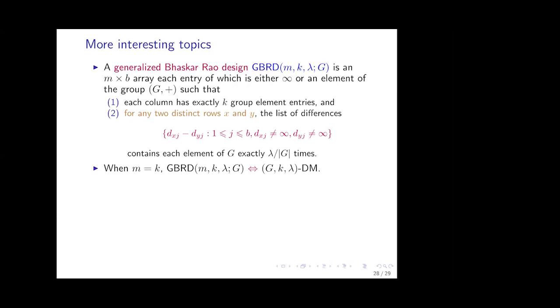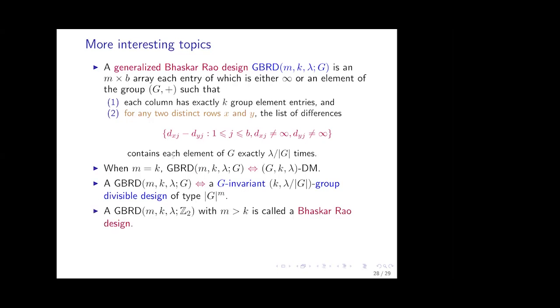Actually, from the aspect of design theory, this concept is very natural, because a difference matrix corresponds to a transversal design. A transversal design is a special type of group divisible design. So a GBRD can yield a group divisible design. So from design theory, it is natural to ask about the existence of GBRD, because it is equivalent to such a kind of group divisible design.